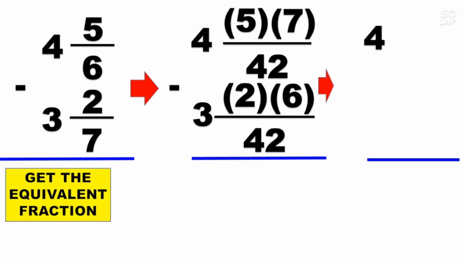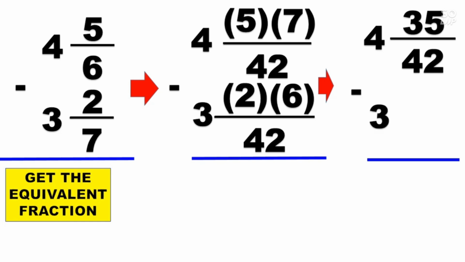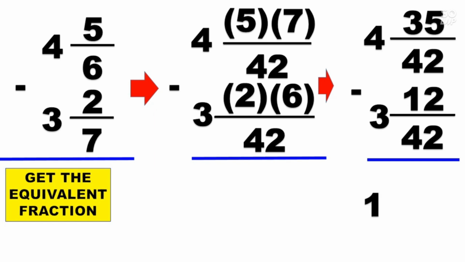Okay, we have 4, the whole number. 5 times 7 is 35, and then copy the denominator, 42. Minus, the whole number, 3, and then, the numerator, 2 times 6 is 12, and then copy the denominator, 42. And then, the next step is, isusubtract natin yung whole number. 4 minus 3 equals 1. Then, 35 minus 12 is 20. And then, copy the common denominator, 42. Final answer now is 1 and 23 over 42.